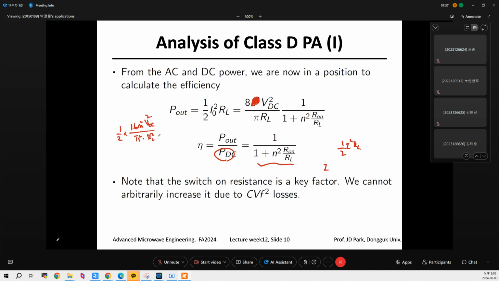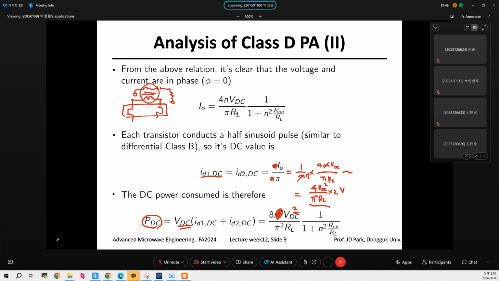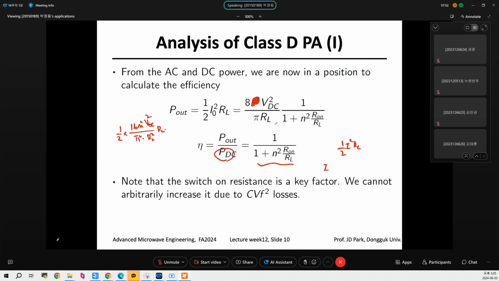Okay, and so what is RL? I square is this, 1 plus this also has to be scaled, right? Right? This also has to be squared. It has to be squared, right?